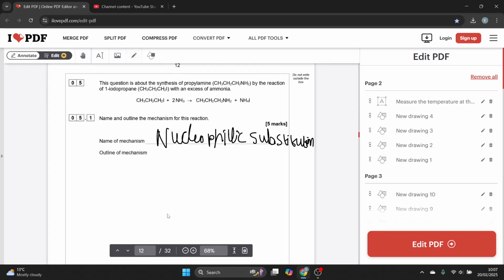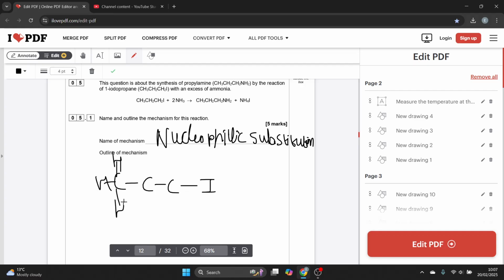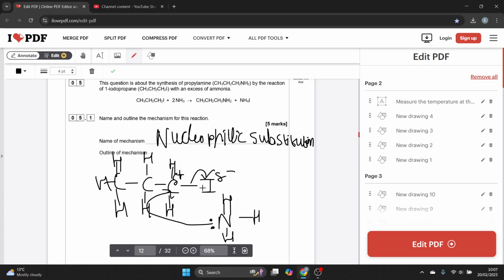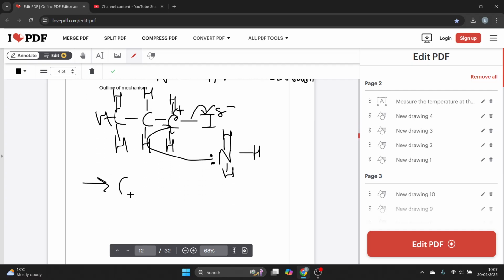So I've got 1-iodopropane, and x is ammonia. I know the mechanism. Perfect. Okay, CH3, CH2, CH2, I. The carbon is partially positive, iodine partially negative, and the lone pair of electrons on NH3. Let's just show all the bonds. It attacks the partially positive carbon, and the C-I bond breaks.